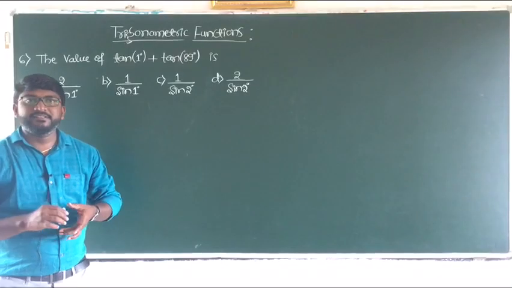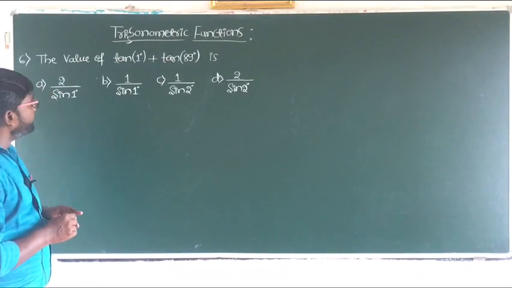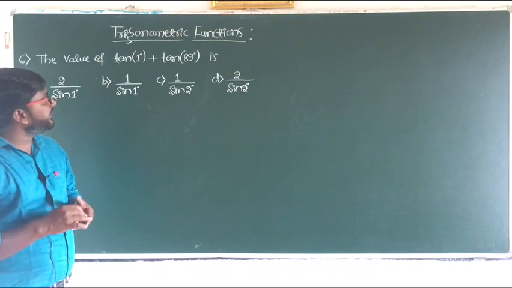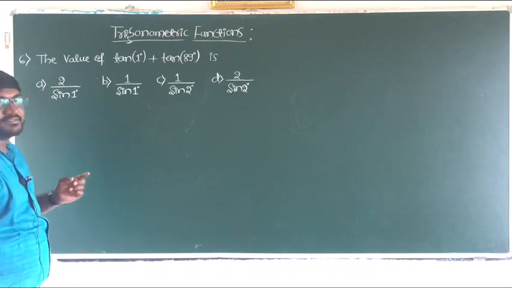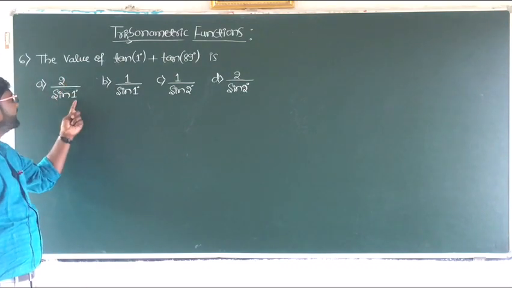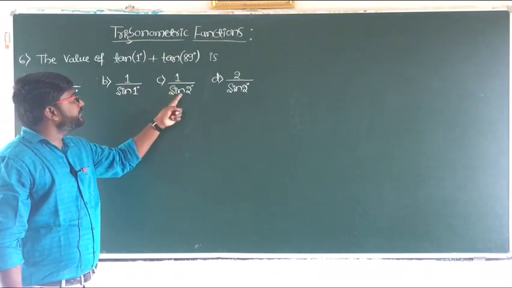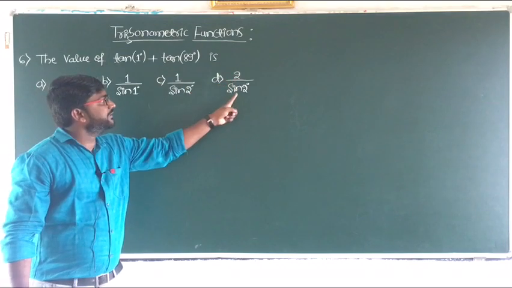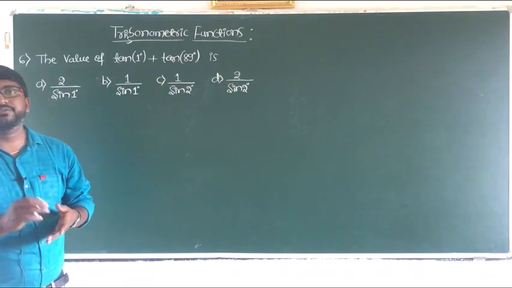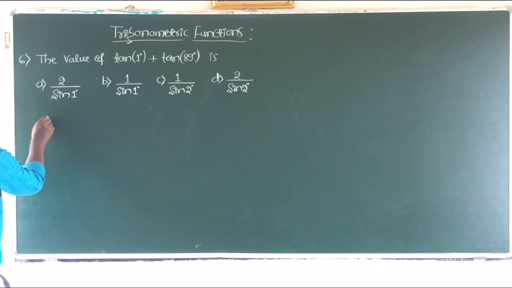Well, the sixth question it is, the value of tan 1 degree plus tan 89 degree is, the four options are 2 divided by sin 1 degree, 1 divided by sin 1 degree, and then 1 divided by sin 2 degree, then 2 divided by sin 2 degree. This was asked in 2015. So let us solve this.